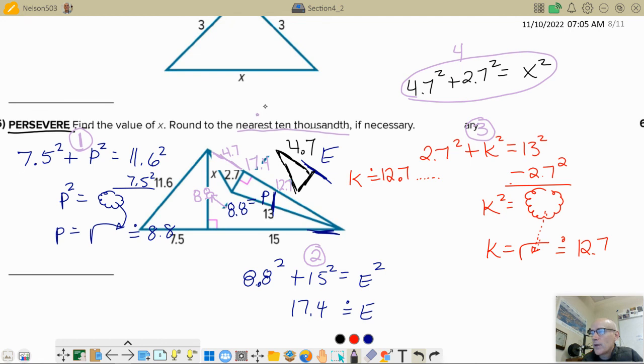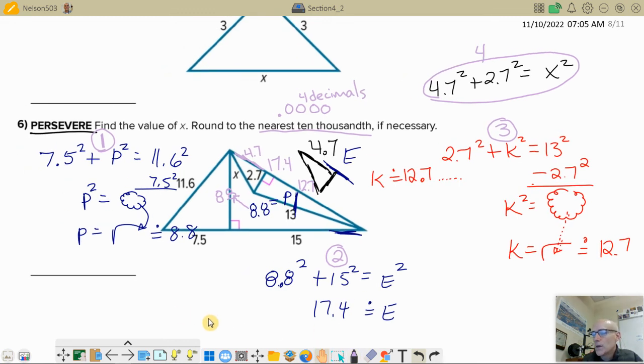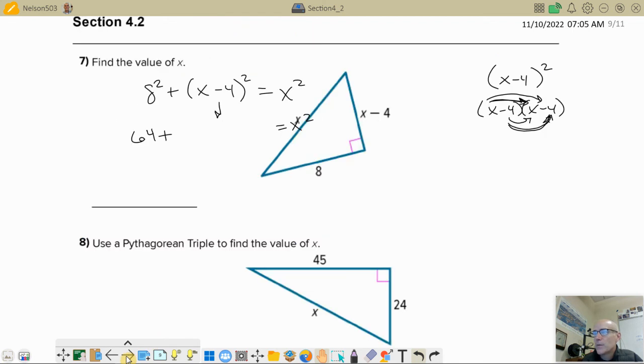10,000ths place. Let's think about that for a second. Here's the tenths place. Here's the hundredths place. Here's the thousandths place. Here's the 10,000ths place. You need 1, 2, 3, 4 decimals. 4 decimals. Okay. So hopefully you can keep all that on Desmos and get number 6 right. I think that's number 6, isn't it? All right. Number 7's another one of those. Well, we already did number 7, right?